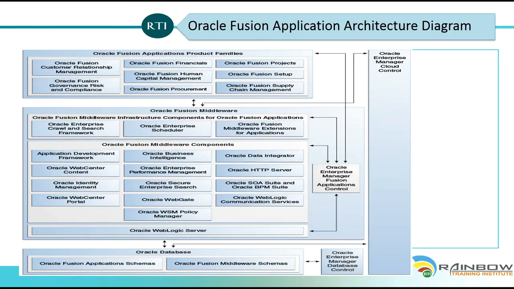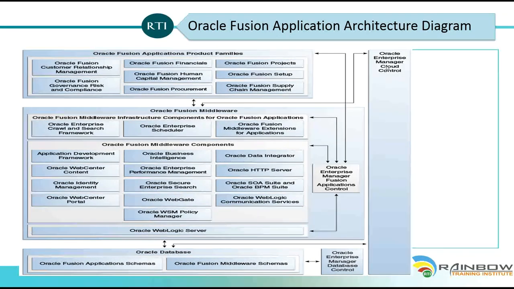What we will be working on our day-to-day basis. Okay, so as I said, don't worry about all these things. Some of them you won't be looking at most of your time, but knowing about this is very helpful. Okay. So if you see, I will divide this whole architecture diagram into three main parts. Okay, the first part at the top of it is called Oracle Fusion Product Family, and the second one is called Oracle Fusion Middleware, and the last one is Oracle Database.